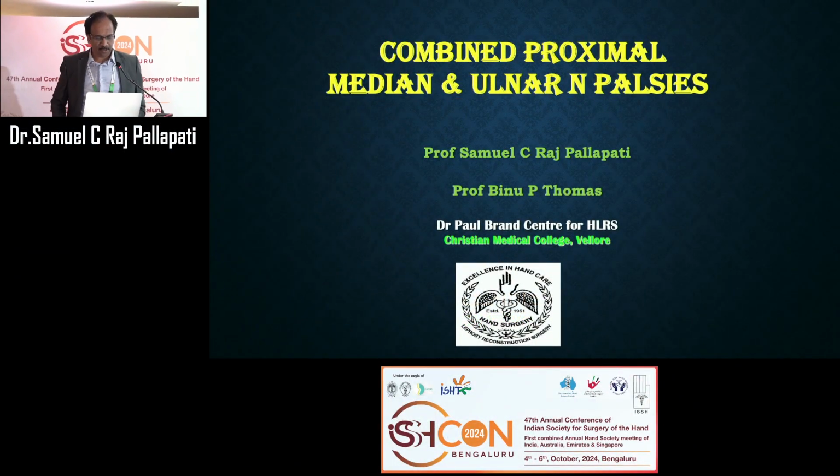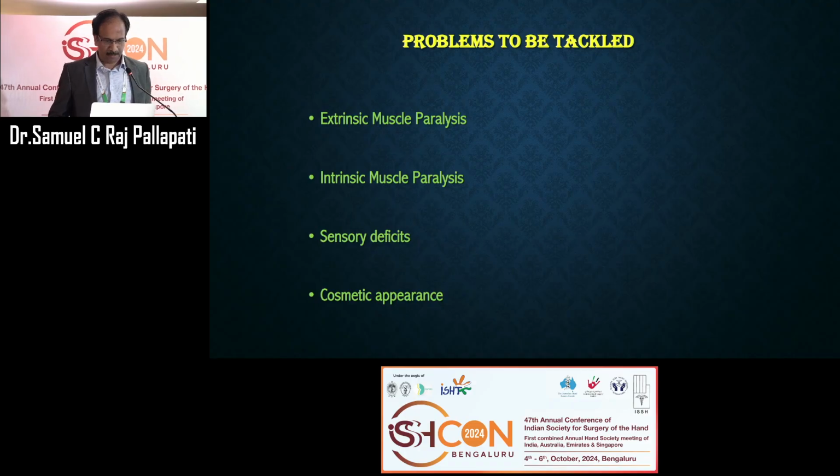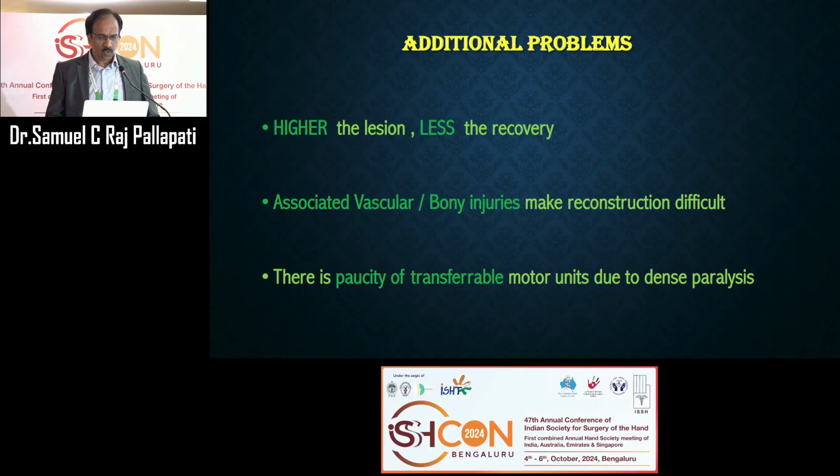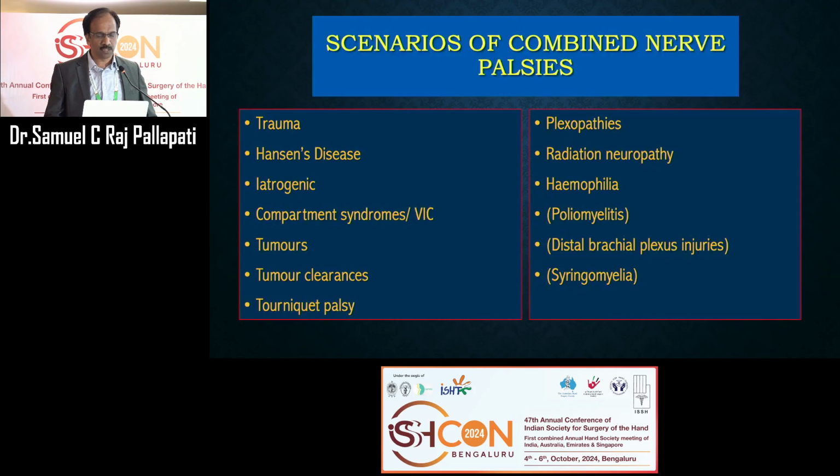Greetings from Christian Medical College, Vellore. The problems when you have combined proximal nerve palsies will be paralysis of extrinsic muscles, which are forearm muscles that go to the fingers, intrinsic muscles, both ulnar and median, sensory deficits and cosmetic appearance. The higher the lesion, the less the possibility of recovery. It may also be associated with vascular and bony injuries, and there is a paucity of transferable motor units.